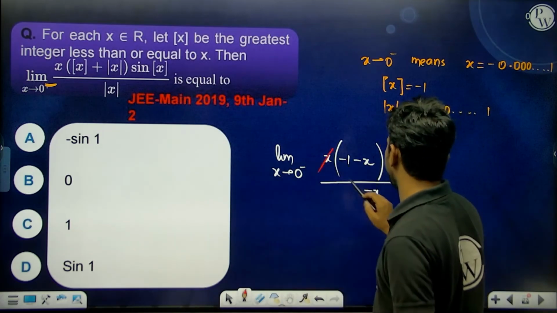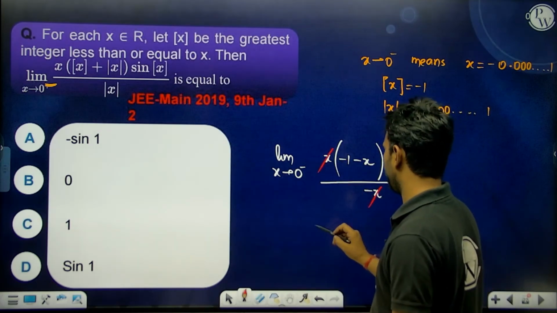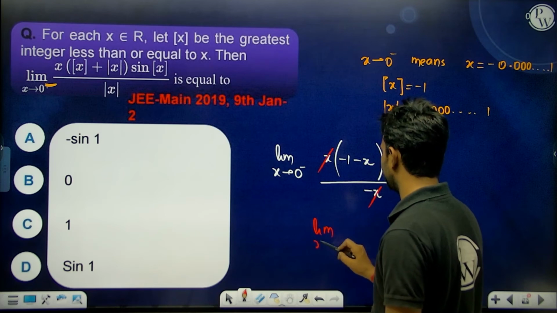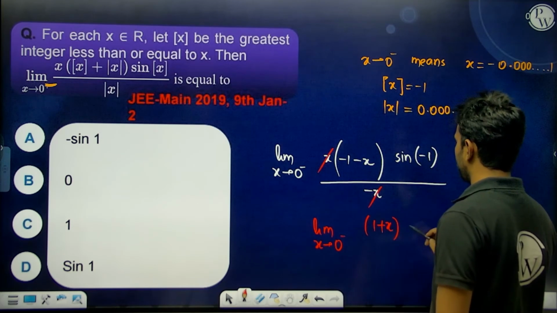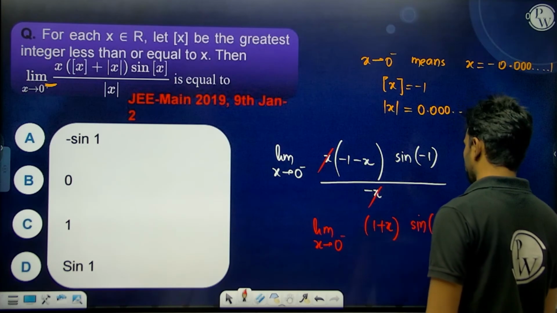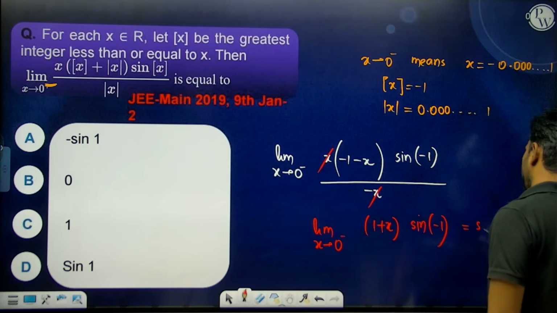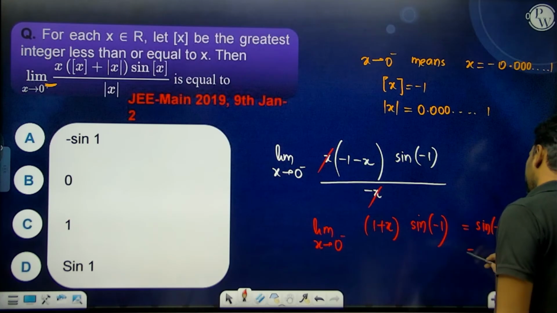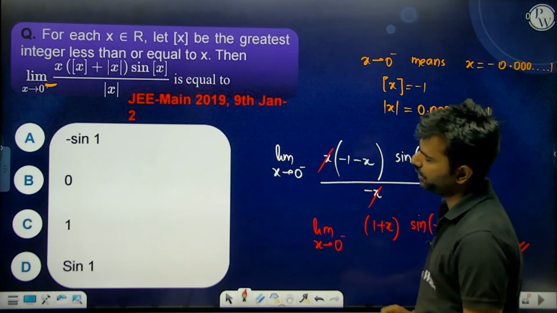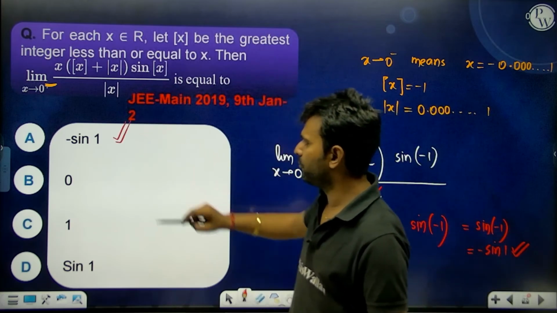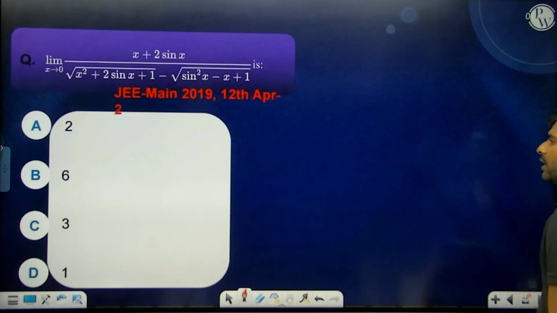If we see over here, x and x is cancelled, and over here the same problem can be written as 1 plus x times of sine of minus 1. So x is moving towards 0 means the answer will be moving towards sine of minus 1. That is nothing but equal to minus sine 1. Yes, so the answer is going to be option A. This problem was asked in JEE Main 2019.